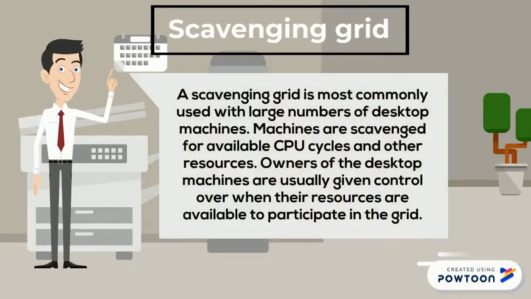Then scavenging grid. A scavenging grid is most commonly used with large numbers of desktop machines. Machines are scavenged for available CPU cycles and other resources. Owners of the desktop machines are usually given control over when their resources are available to participate in the grid.